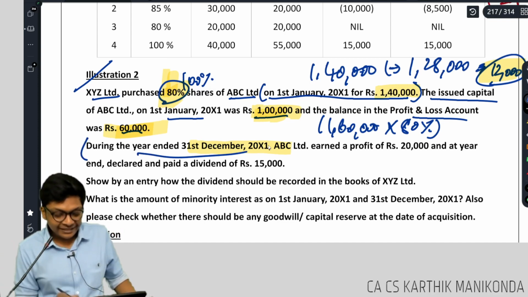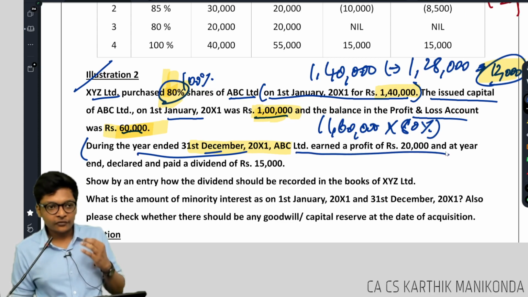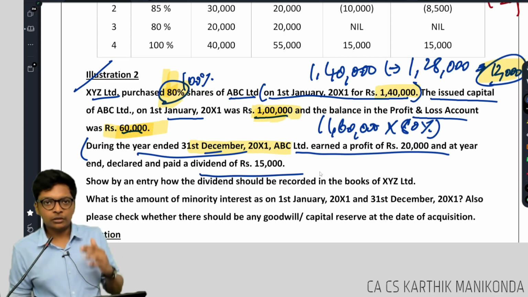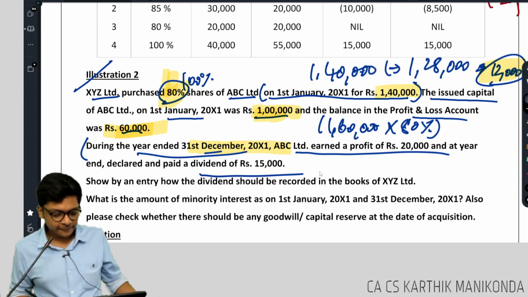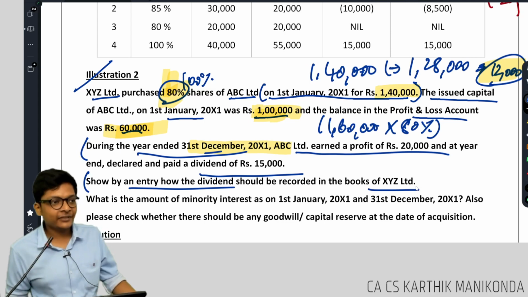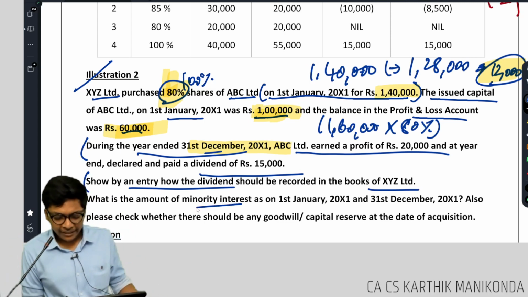Next, during the year, follow carefully. During the year, the company earned a profit of 20,000 and declared a dividend of 15,000. So they earned 20,000 and paid a dividend of 15,000. Show by an entry how the dividend should be recorded in the books of XYZ. XYZ is the holding company. Also, what is the amount of minority interest on 1st Jan and 31st?